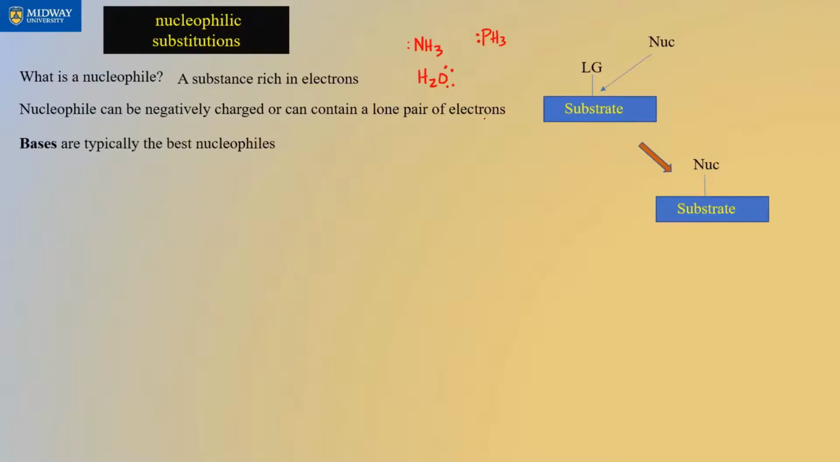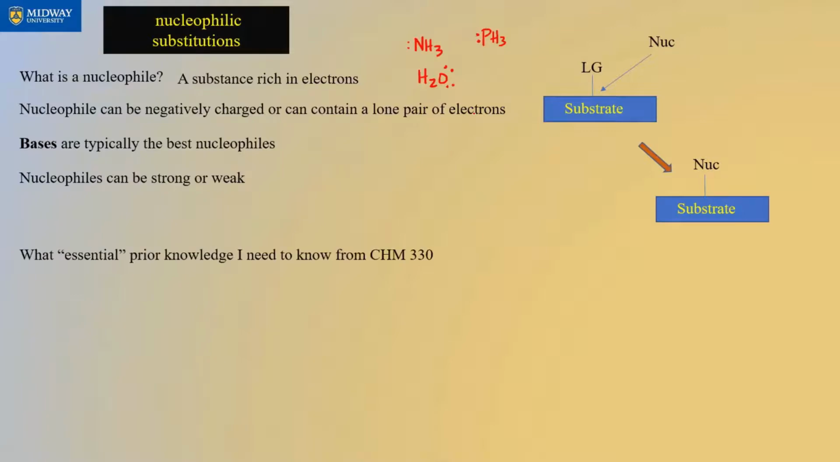Okay. Typically, bases are called nucleophiles in organic chemistry. Nucleophiles can be strong or weak. As with anything, like ups and downs, good and bad, a nucleophile can be really strong or weak or somewhere in between, called moderate, but we're going to focus on the two extremes because that makes life easier.